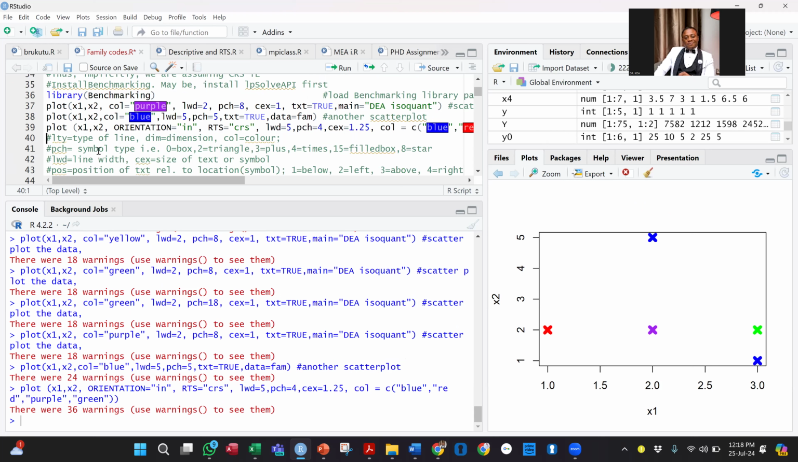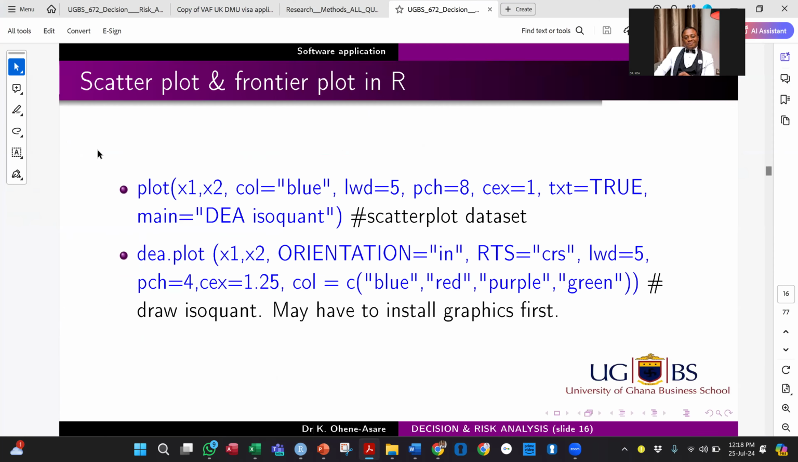Yeah. So look at what I've just done here. I've done it in such a way that each one of them has what? A different color. So these commands are all there for you to explore. But you know, these are DMUs, right? Yeah, these are DMUs. So that is how you got to approach it.